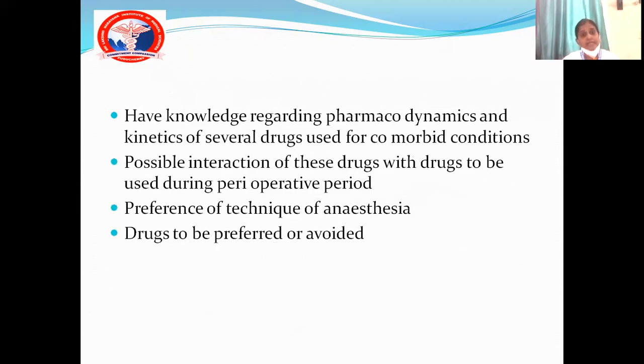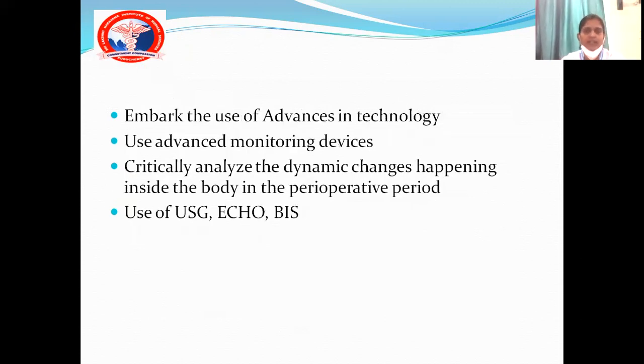So, an anesthesiologist also needs to have knowledge regarding pharmacodynamics and pharmacokinetics of several drugs which are used for the comorbid or congenital or existing conditions of the patient. There may be some possible interaction of these drugs with the drugs to be used during the perioperative period. Also, the pharmacodynamics and kinetics of the drugs that we are going to use inside the theatre have an implication on the preference of technique of anesthesia. It helps us understand which drug is to be preferred and which drug is to be avoided.